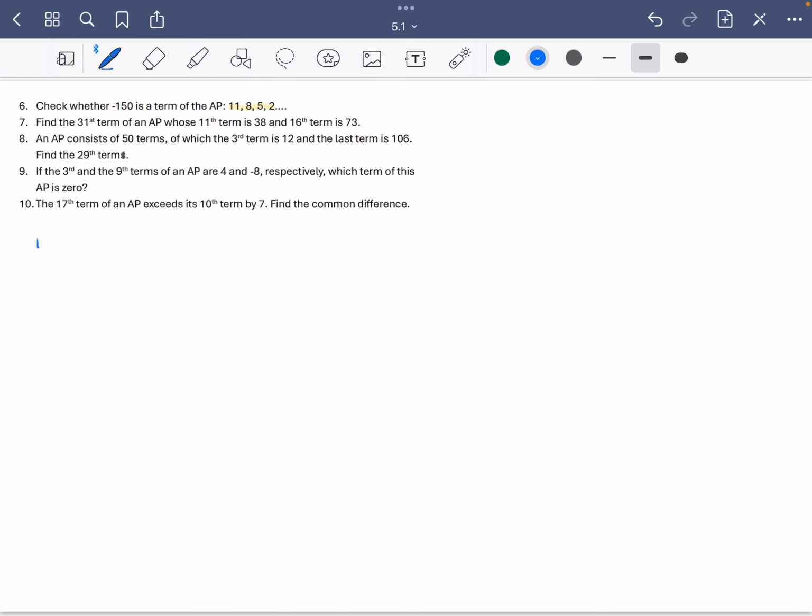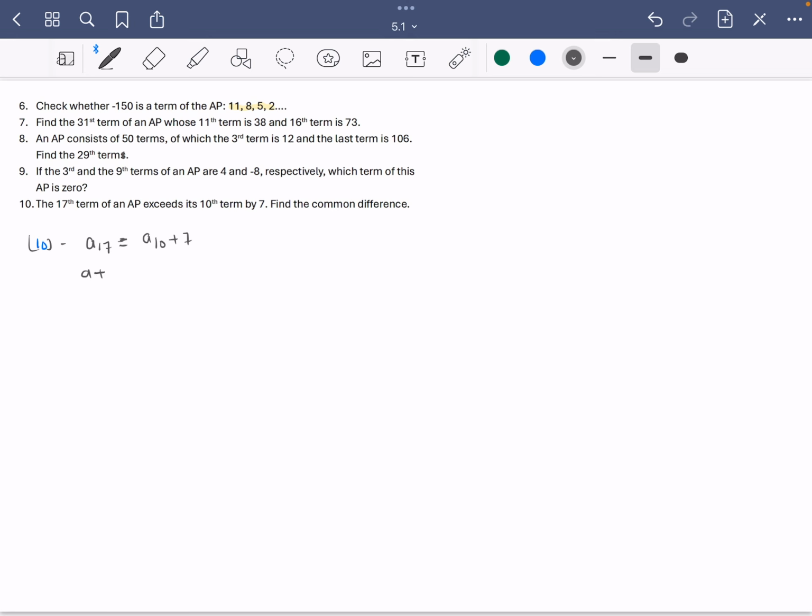Tenth question. The 17th term of an AP exceeds its 10th term by 7. Find the common difference. The 17th term, that is a17, exceeds its 10th term by 7. That means it is 7 more than its 10th term. That means if I add 7 to its 10th term, I will get the 17th term: a10 + 7.